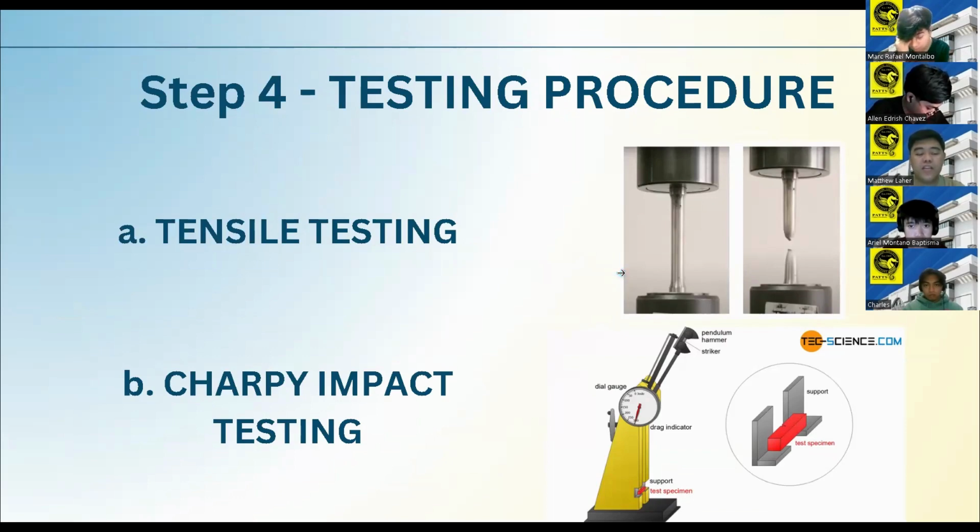For tensile strength, this is where they measure a material's mechanical properties, like its tensile strength, yield strength, and elongation. They subject the specimen to axial tension until it fractures. For Charpy impact testing, this is where they measure a material's toughness and resistance to impact, by striking a notched specimen with a swinging pendulum. Next.